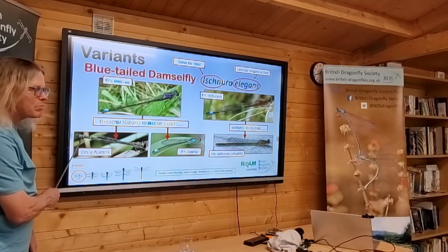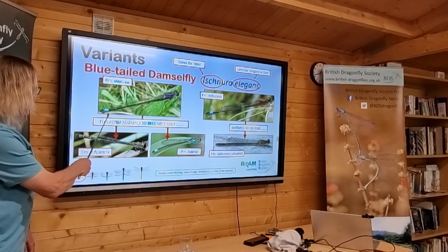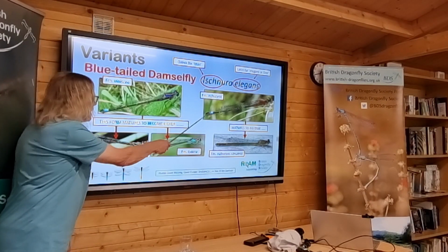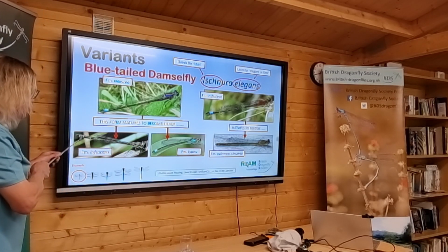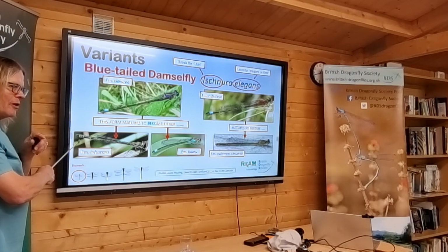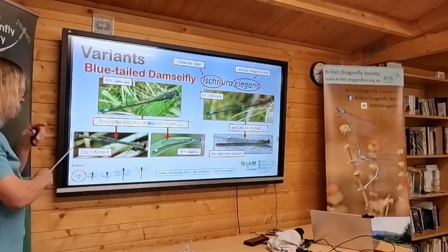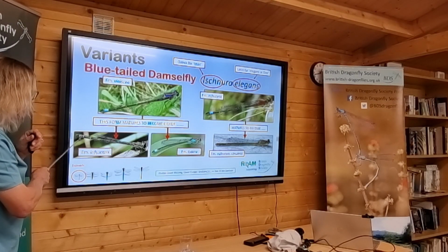It's blue with a bit of brown to it. But the segment is always in exactly the same place. There's no other damselfly that will have just that segment. I'm not going to go on to the scarce blue tail because we've not got him around. We haven't got the scarce blue tail here. But the blue tail always has this brown segment here on the infuscans one.